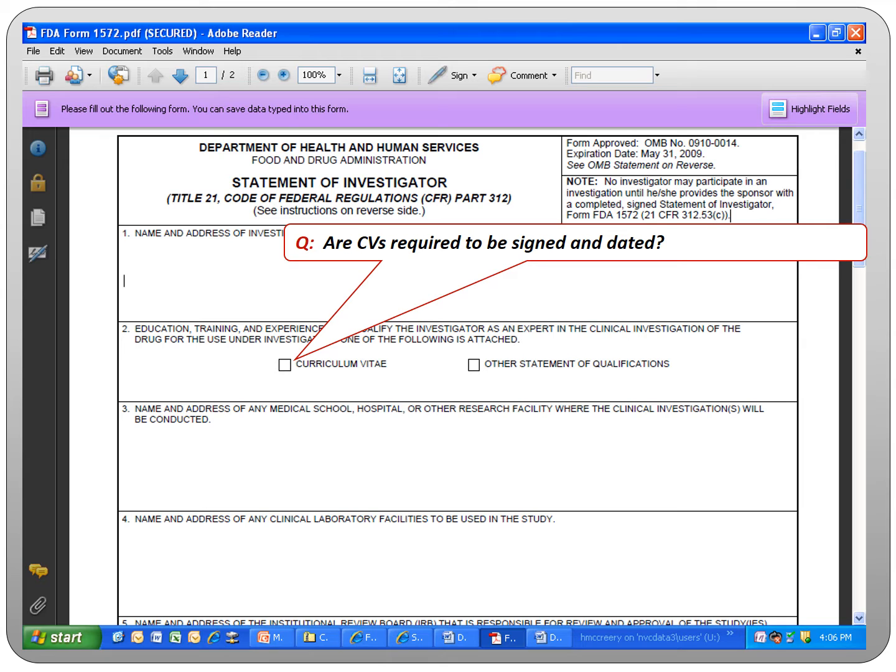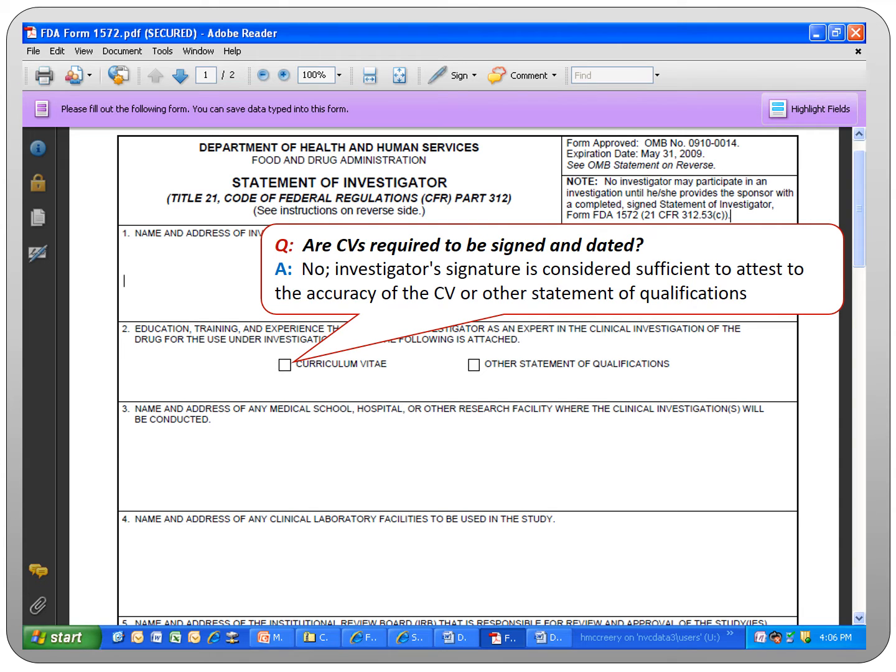In some research practices, the investigators will just sign their CV at the beginning and just get it over with, so as to not slow things down for the research coordinator. And the FDA says no.